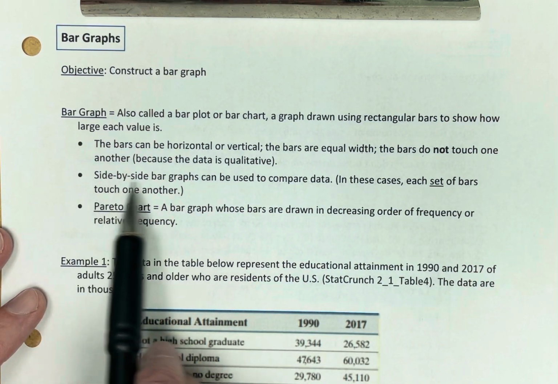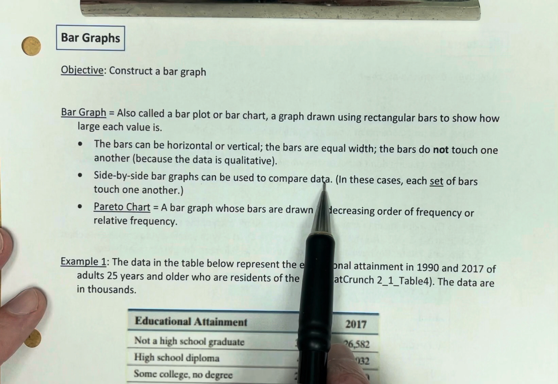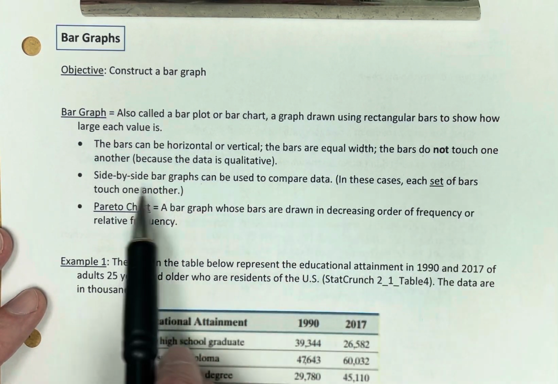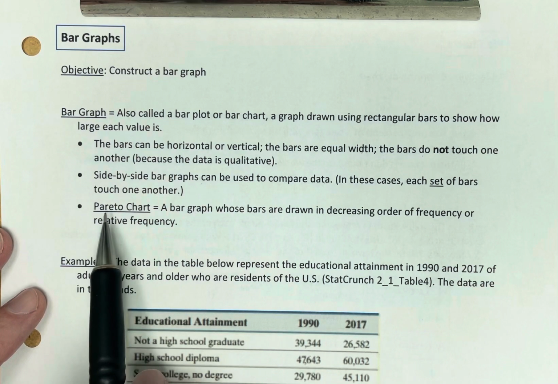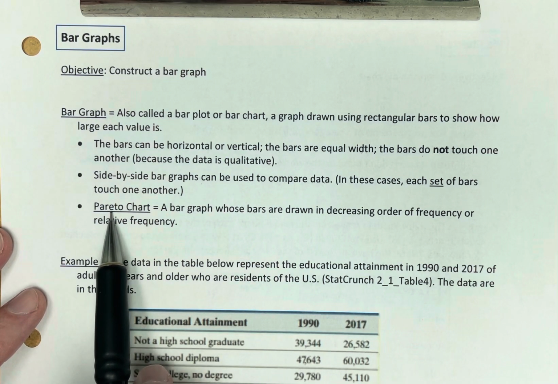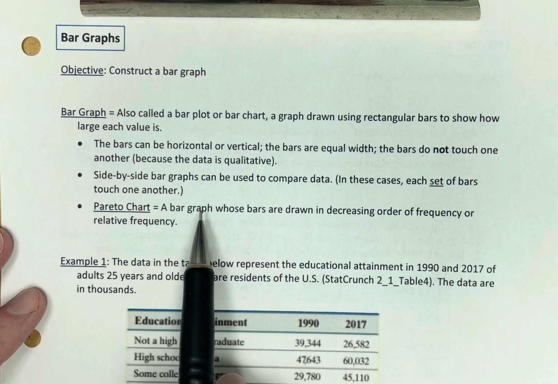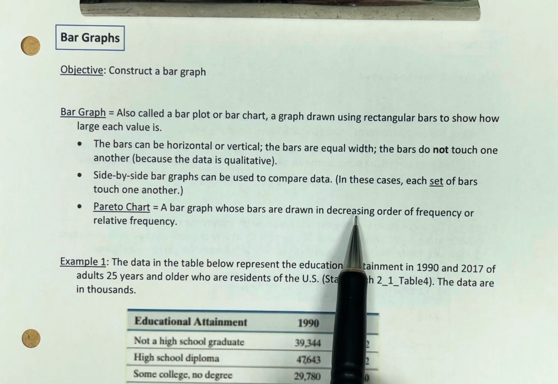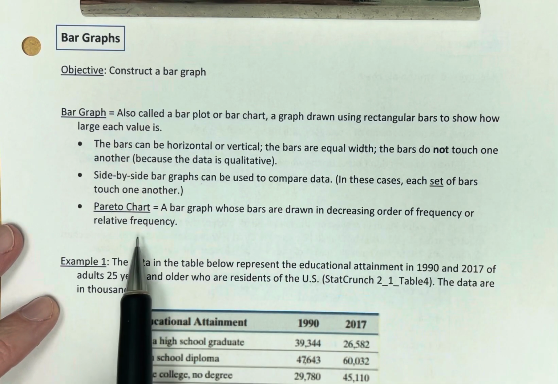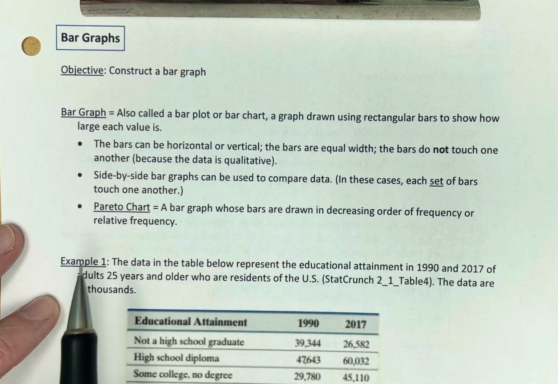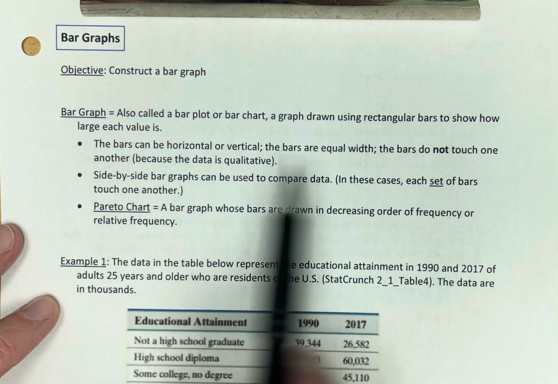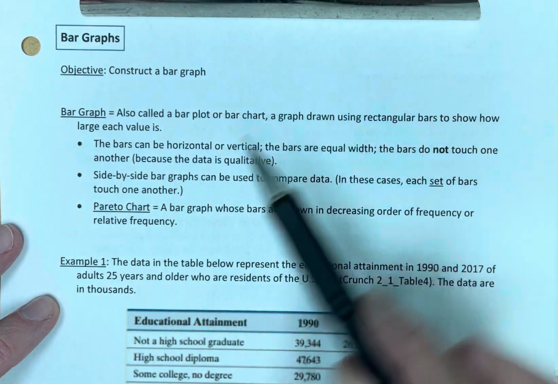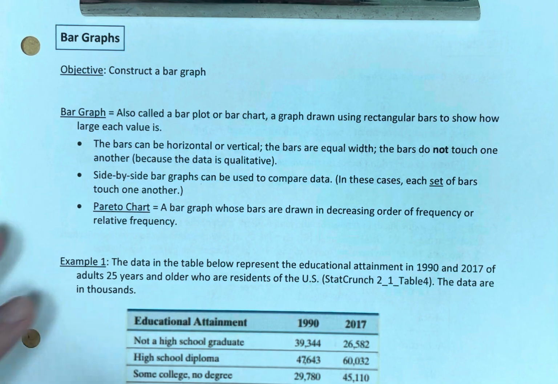You can use side-by-side bar graphs to compare these data. In these cases, usually the sets do touch each other. And another word for you, the vocabulary word is called a Pareto chart. It's a bar graph whose bars are drawn in decreasing order of frequency or relative frequency. So if we're going to go in decreasing order, we'll see the highest bars and then they'll go down, and that's called a Pareto chart.